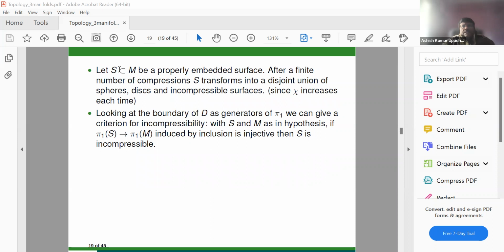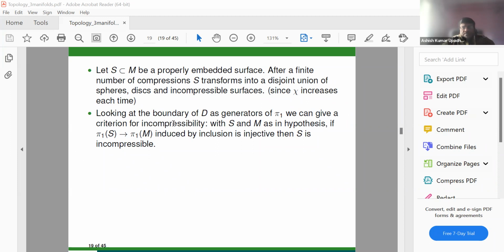So further, let S be a properly embedded surface. After a finite number of compressions, S can be transformed into a disjoint union of spheres, disks, and incompressible surfaces. One can understand this because we have noted that the Euler characteristic increases each time we do compression, or that is surgery.